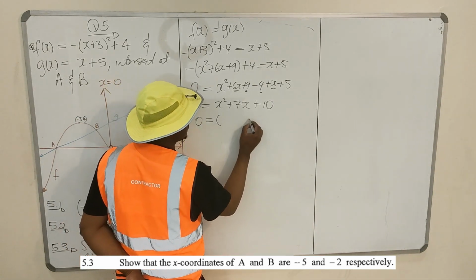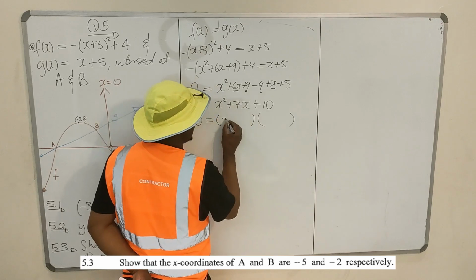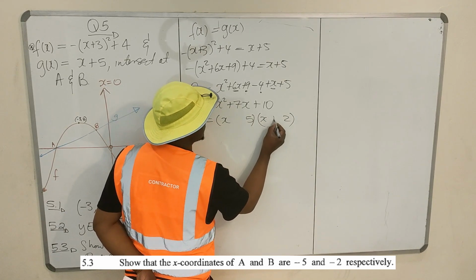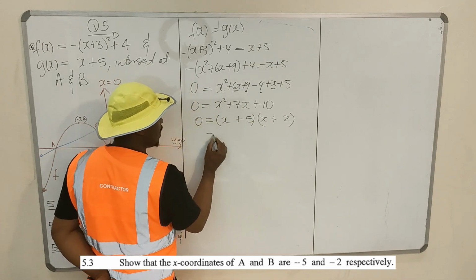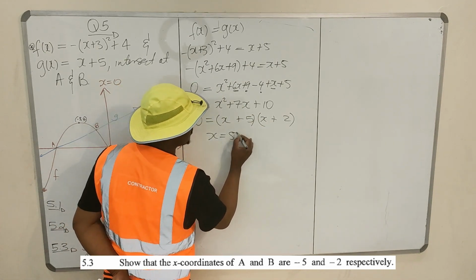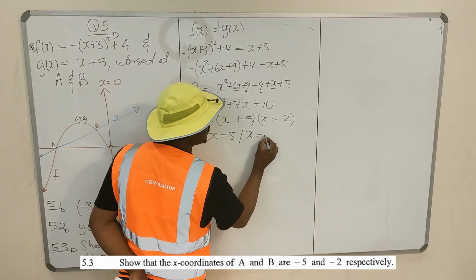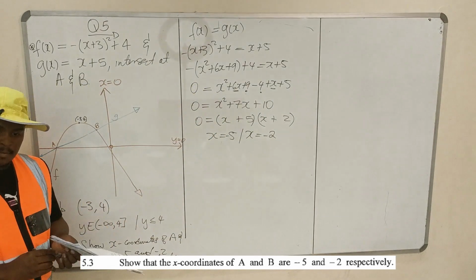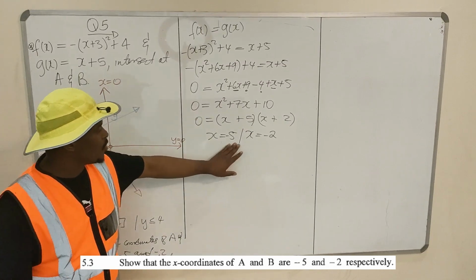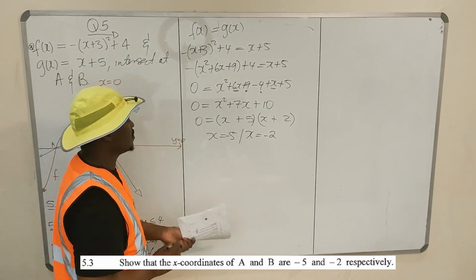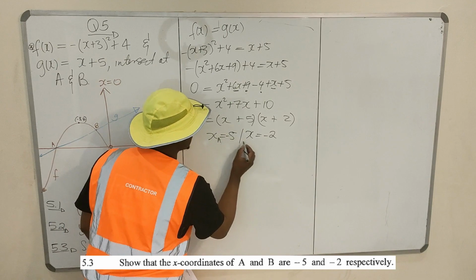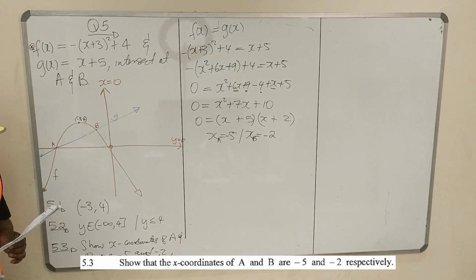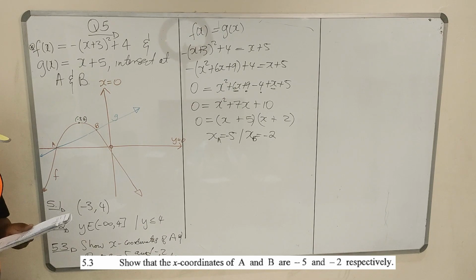So let's factorize it. So we have x plus 5 and x plus 2, so x is equal to minus 5, or x is equal to minus 2. Are you happy? Yes. So we have shown that this is the x coordinate of A, and this is the x coordinate of B. We have shown that. Are you happy? Yes.